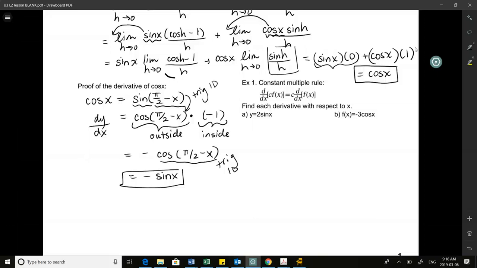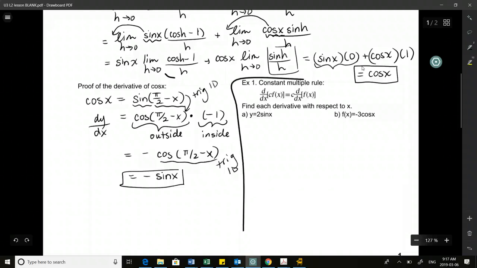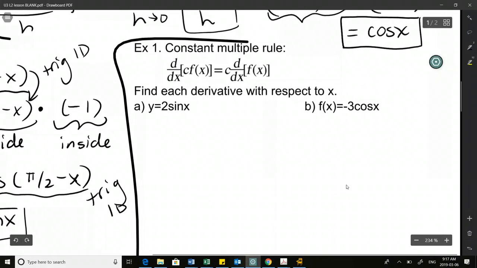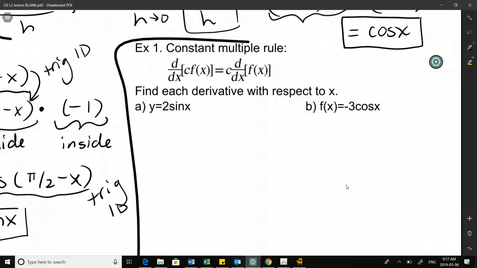Okay. So you guys have kind of already had a little taste from this proof of how we do derivatives of trig functions. So for the rest of class today, we're just going to start by practicing some derivatives of trig functions. The rule here looks kind of complicated, but it's just the constant multiple rule. It says that if I have some constant multiple times a function, it's equal to that constant multiple times the derivative of that function.